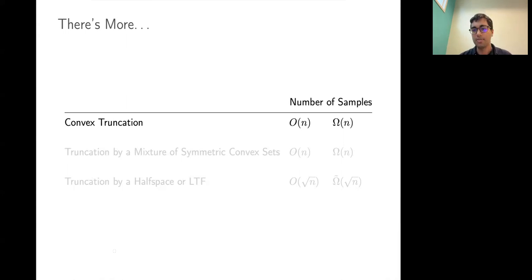So for the rest of this talk, I'm just going to focus on testing convex truncation, and I'm going to essentially sketch the whole algorithm and its analysis for the next 35 minutes. Any questions so far?